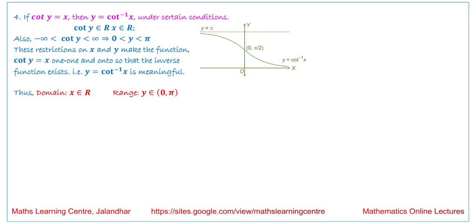The next function we are talking about is cot of y. Corresponding to this function, if we have cot y is equal to x, then y is equal to cot inverse of x, and this is defined under certain conditions. If we plot the graph of this function, then its graph is of this form.